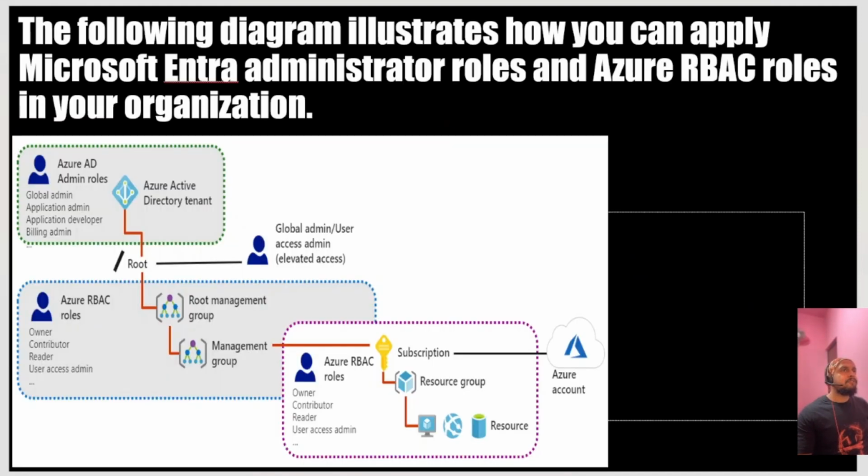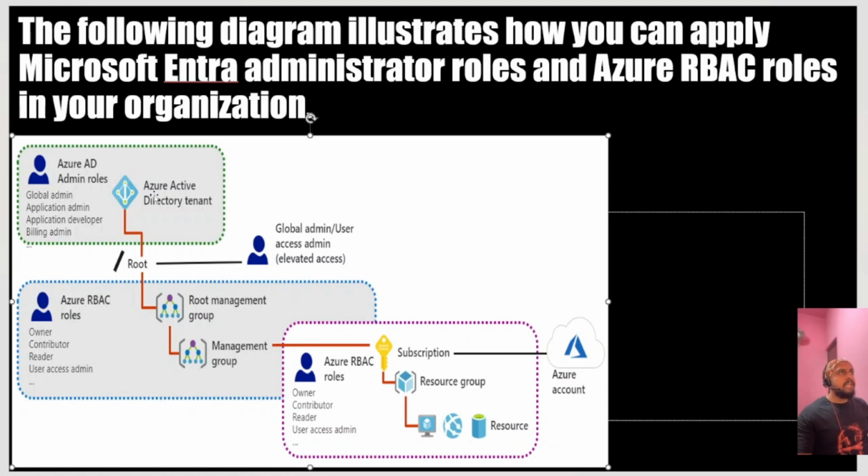Now, I would like to explain this diagram. The diagram illustrates how you can apply Microsoft Entra administrator roles and Azure RBAC roles in your organization. You see, there are Azure AD admin roles at the Azure Active Directory tenant, the root, and then it goes to Azure RBAC roles. We have a management group, which is the root management group. Then we have another management group. And then come Azure RBAC roles, like when you create a subscription.